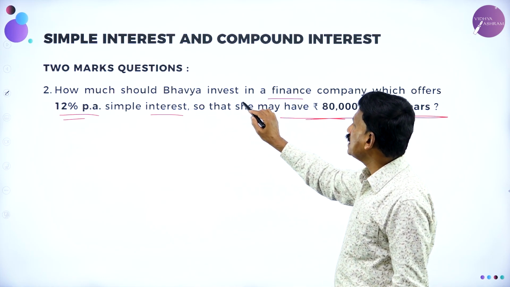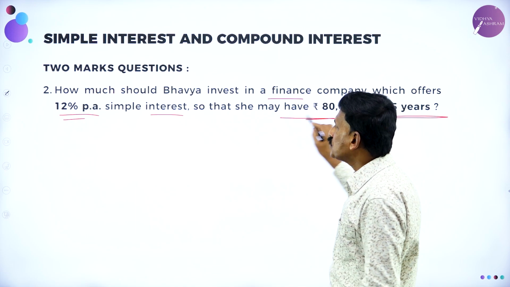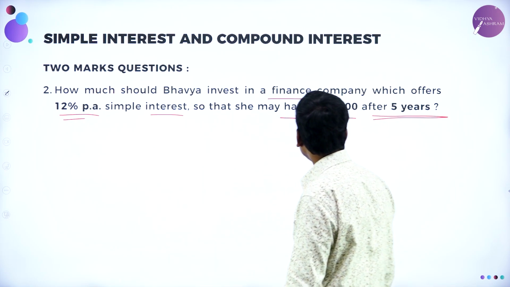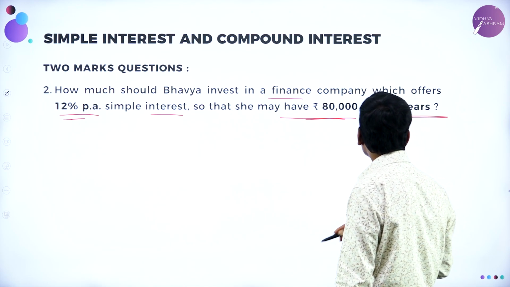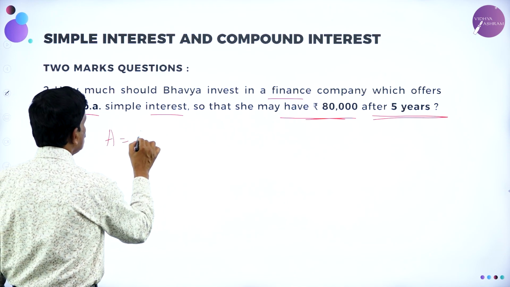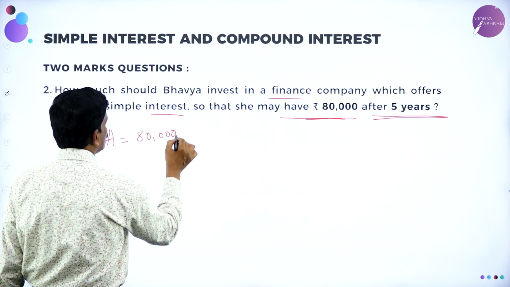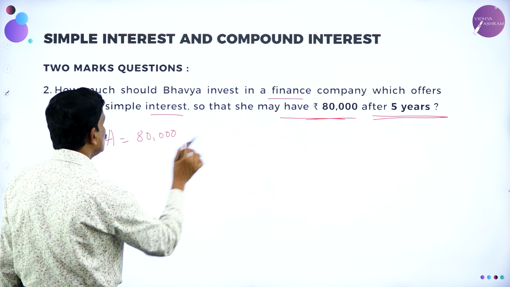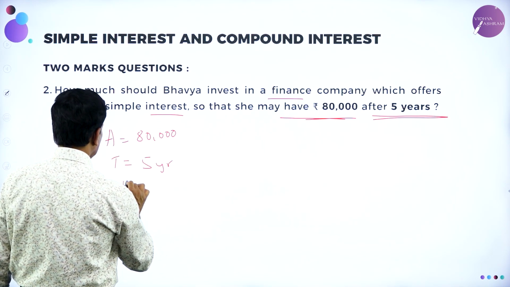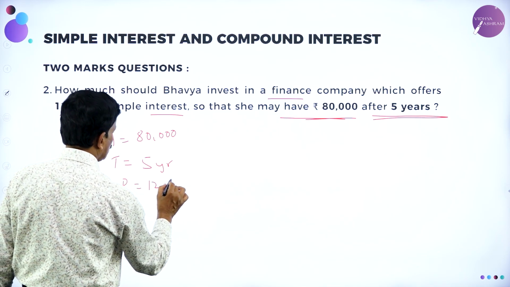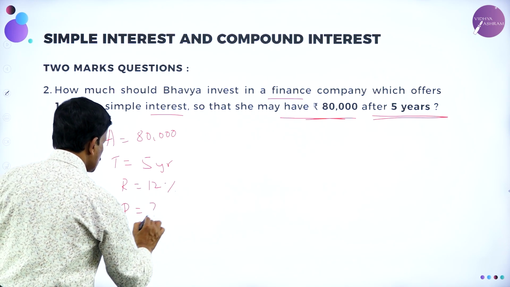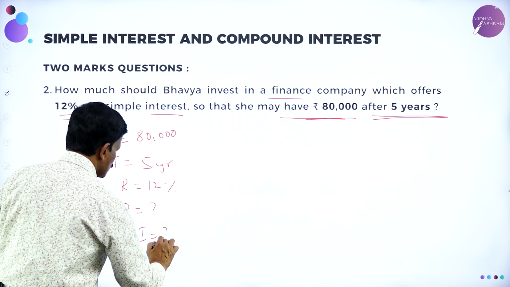So here the amount is given. The amount is 80,000, and the time period is equal to 5 years and the rate of interest is 12% per annum. First find out the principal as well as the simple interest.